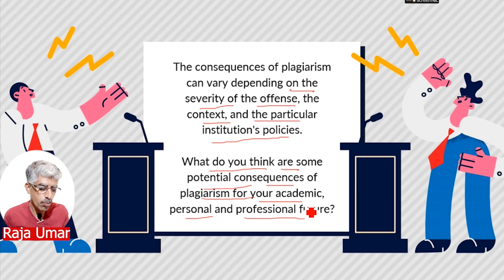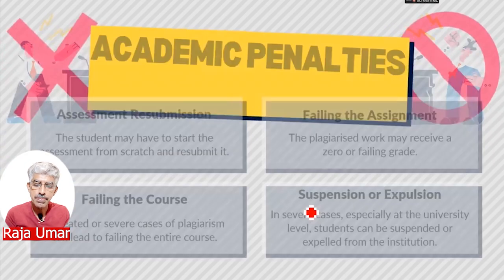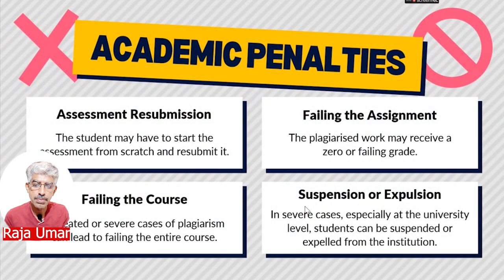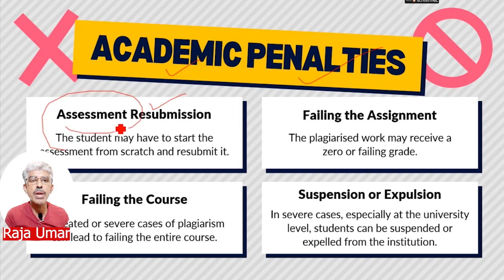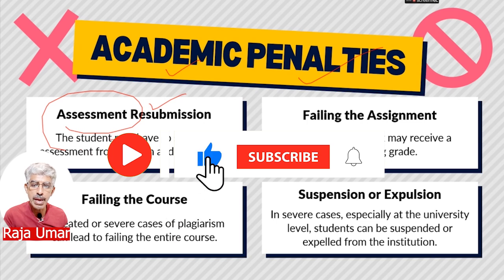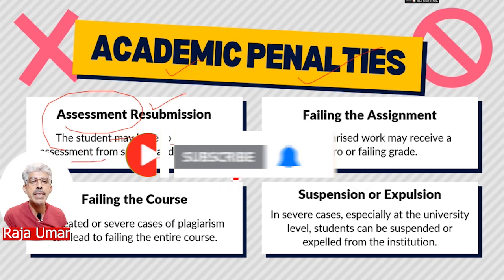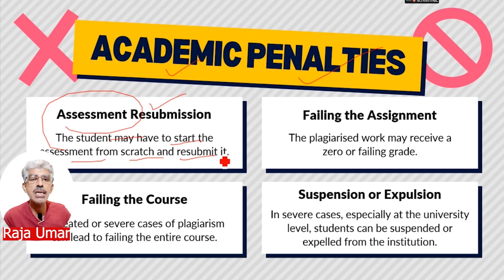Right? So moving on, what does it say? Academic penalties. Assessment resubmission. You might be asked to resubmit your assignment or assessment. The students may have to start the assessment from scratch and resubmit it. I mean, this is the least penalty, I believe, when the teacher says to make your assignment again as it is plagiarized.